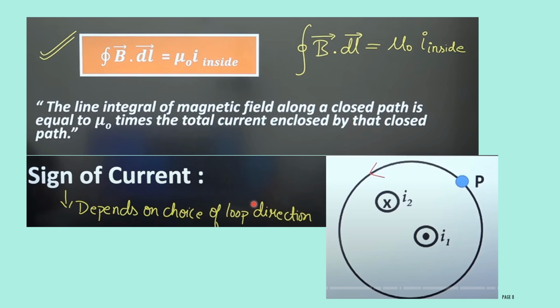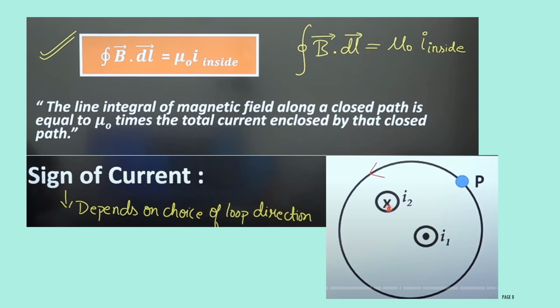Here, one more important thing we have to learn is the sign of current. Here there are two possibilities: the current will be outside, or the current will be inside. This dot I1 indicates the current that is going outside.